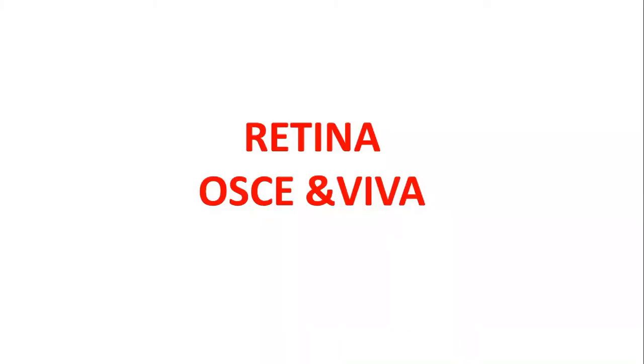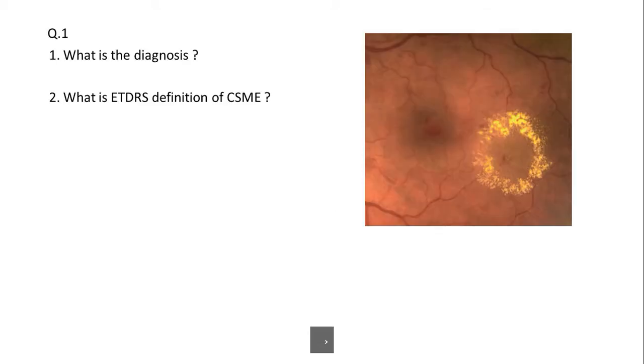Now I am starting here another section of retina OSCE and Viva questions. In the first question, fundus photograph is given. Now listen carefully. After seeing the photograph, you should quickly go through all the questions given in that OSCE. In this OSCE, the first question is what is the diagnosis and second one is the ETDRS definition of CSME.